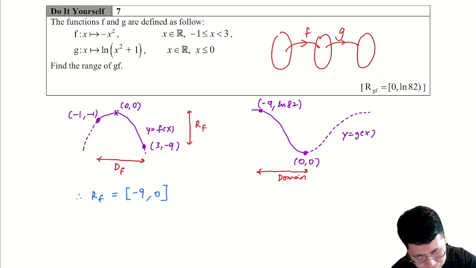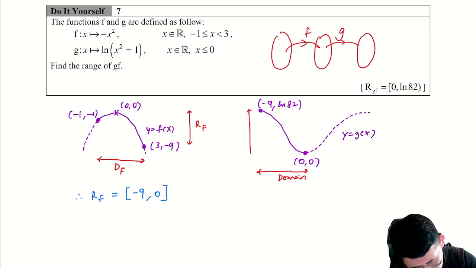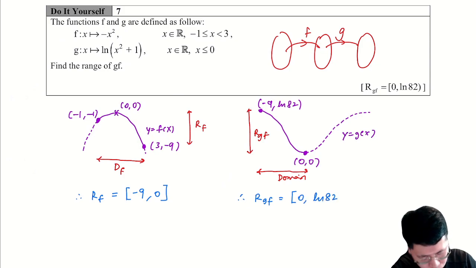Based on this, we will need to read off. Let me erase this part also first. So over here we'll need to read off what is the range of G, oh sorry, range of GF. So the corresponding range of GF is, minimum value is 0, maximum value is ln 82.